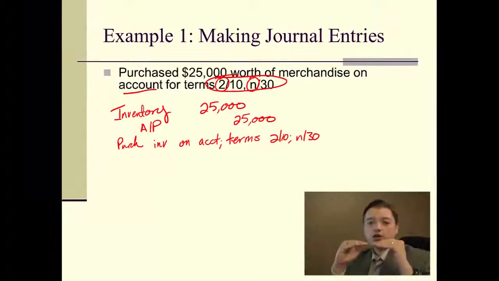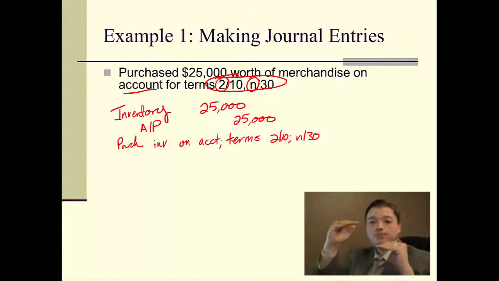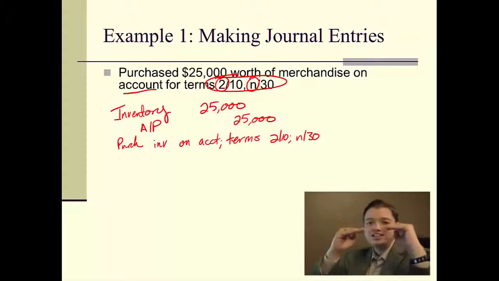Again, let's take a look at our accounting equation. Assets equals liabilities plus equity. In this case, assets go up $25,000 with that debit to inventory. And then I didn't pay out any assets for it, but I now owe that vendor. So I've got a liability to that vendor, $25,000, and I stay in balance.